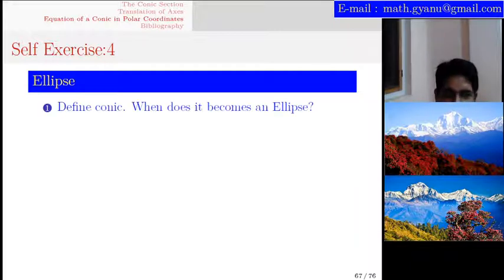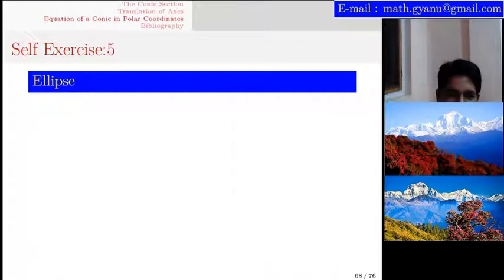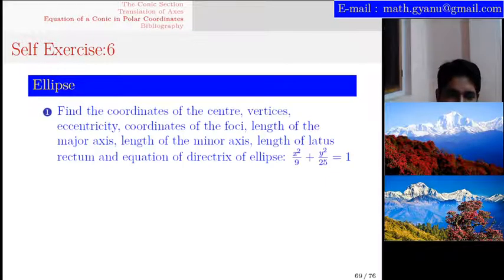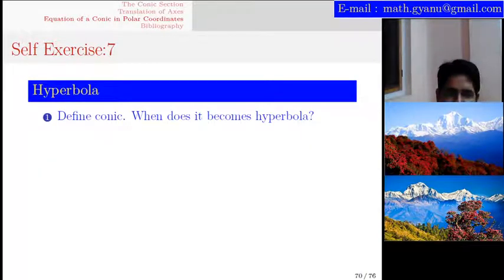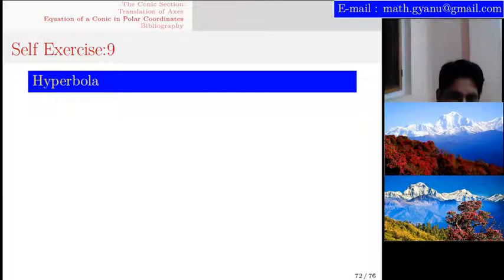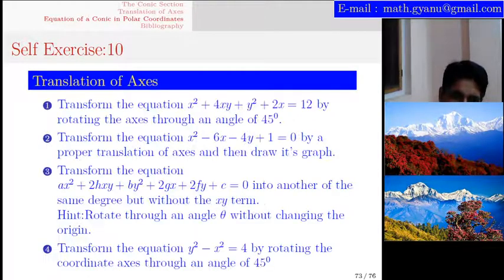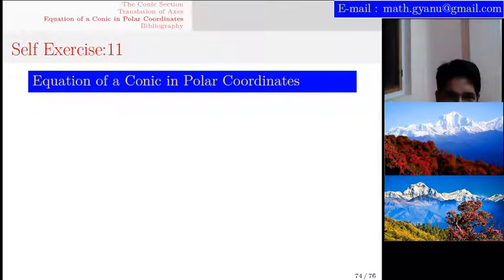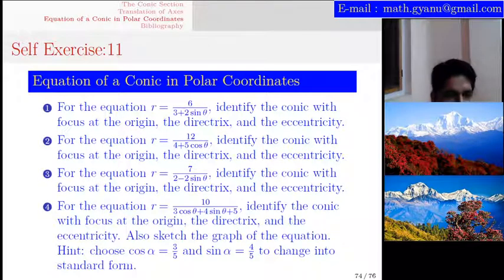Okay, for ellipse, these are the problems. I suggest you to practice those problems on the ellipse. And another exercise, self exercise 6, also continuing ellipse. Exercise 7, hyperbola. Exercise 8, also hyperbola. Exercise 9, also hyperbola. Exercise 10, translation of axis. And exercise 11, equation of a conic in polar coordinates. These are the problems you have to solve.